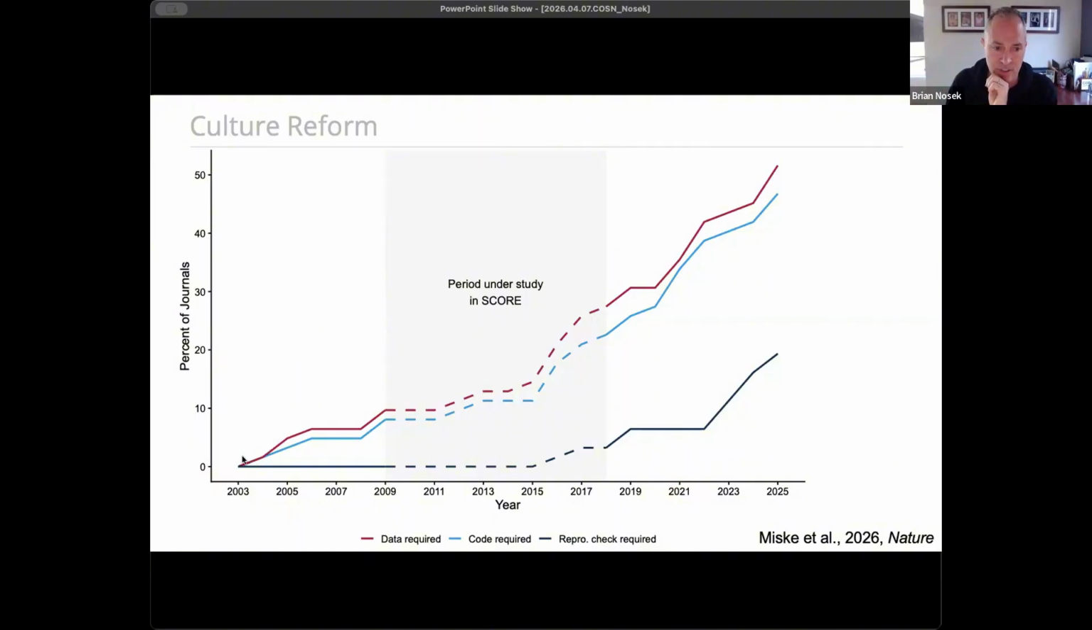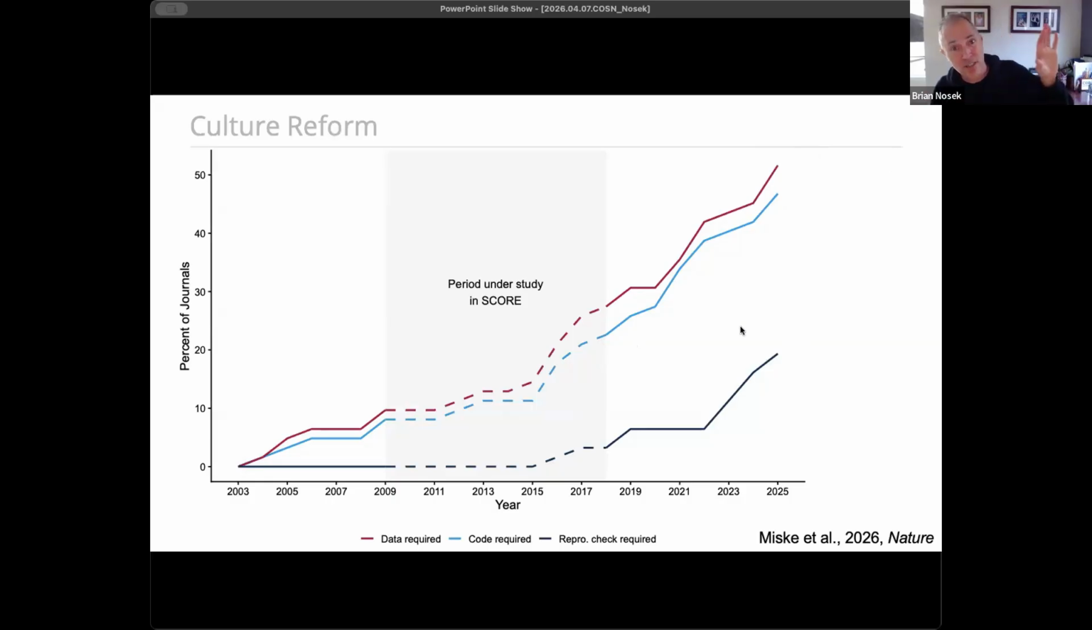And you can see that since 2003, there's been a dramatic increase in the number of journals that require data sharing, code sharing, and do reproducibility checks. And you can also see that from within the SCORE program, it was a maximum of almost 30% of journals requiring data sharing, whereas now more than half of those journals require data and code sharing, and almost 20% of them do reproducibility checks themselves prior to publication.